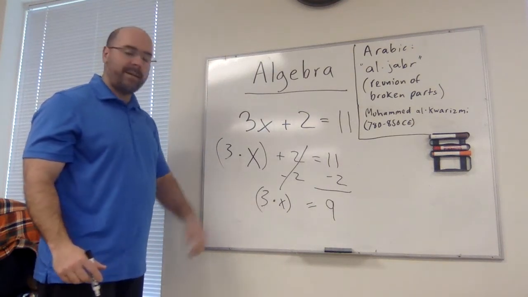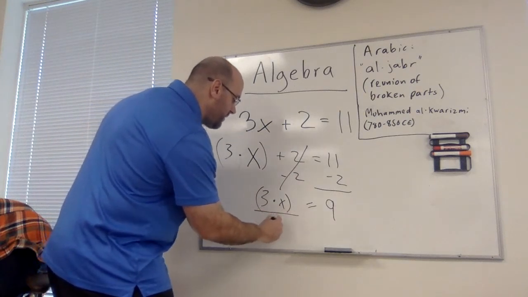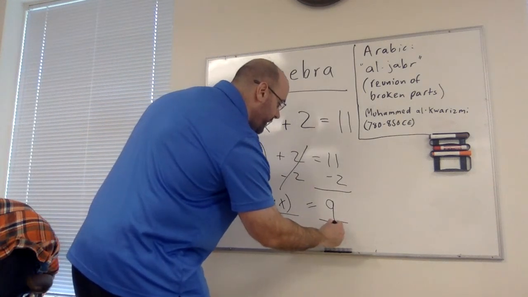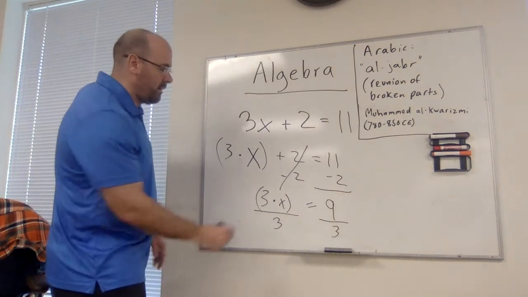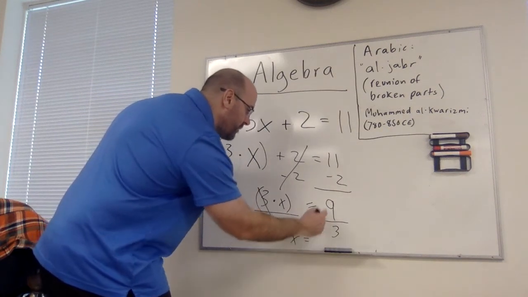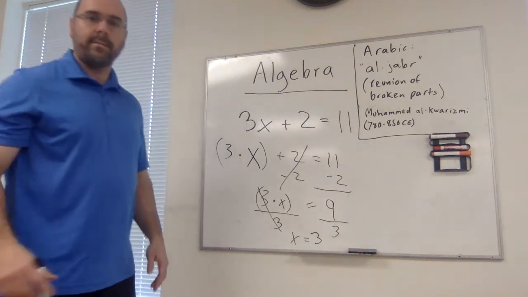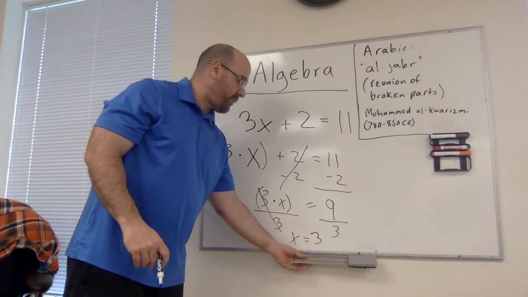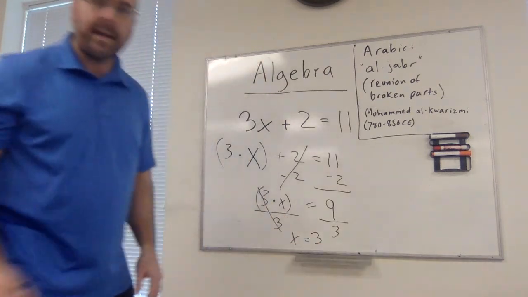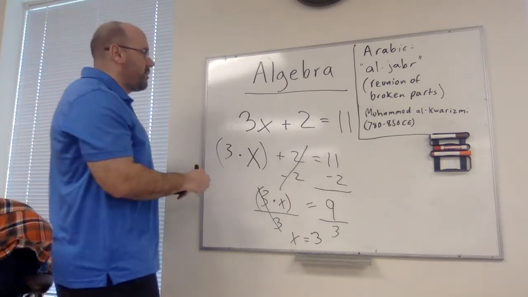Well, I have 3 times x equals 9. What I need to do is divide, because that's the opposite of multiplication, by 3. That cancels that out, and x equals 9 divided by 3, which is 3. Hopefully you can see that. Pull that down so you guys can see that. X equals 3. Don't take my word for it, though. Let's just go double check.